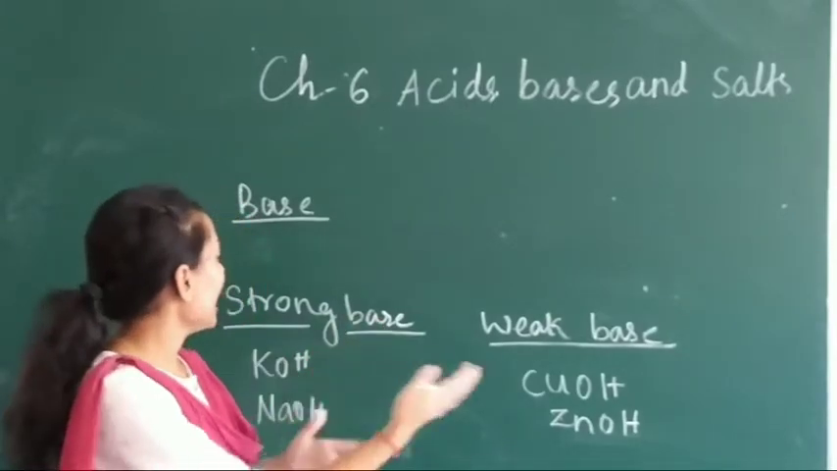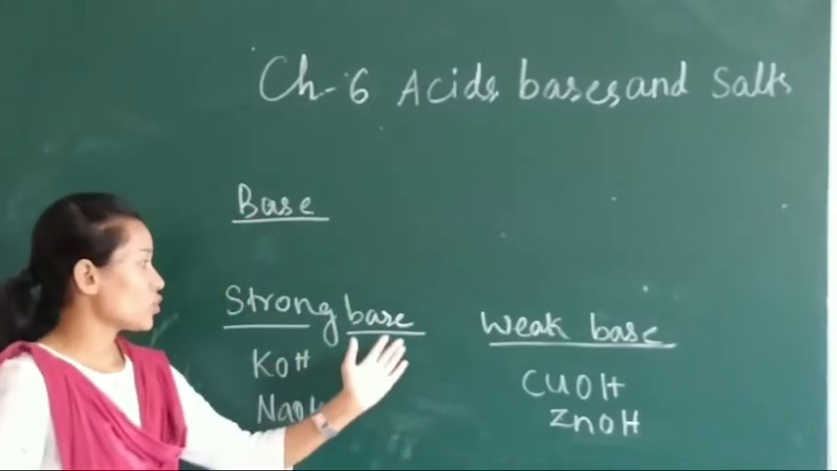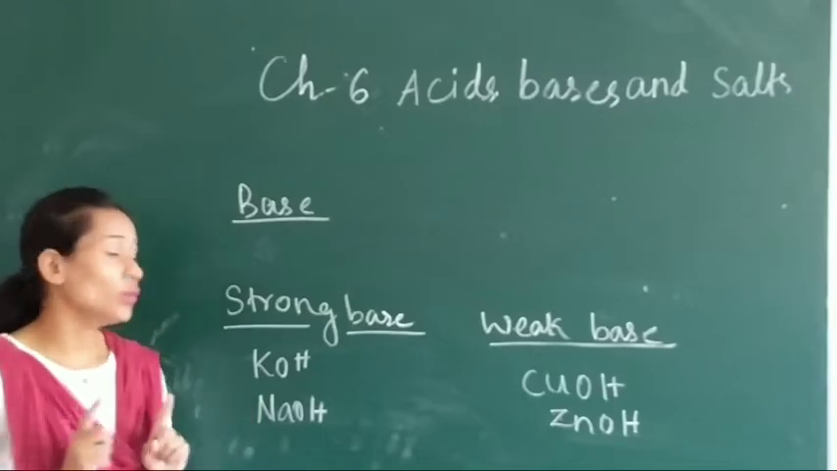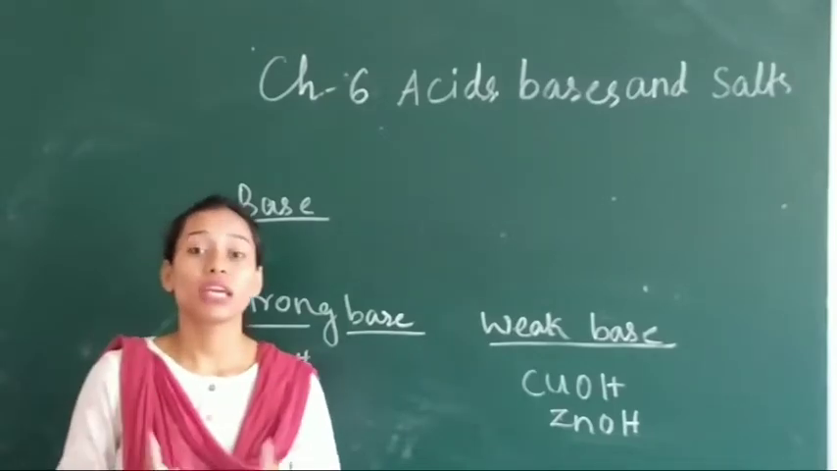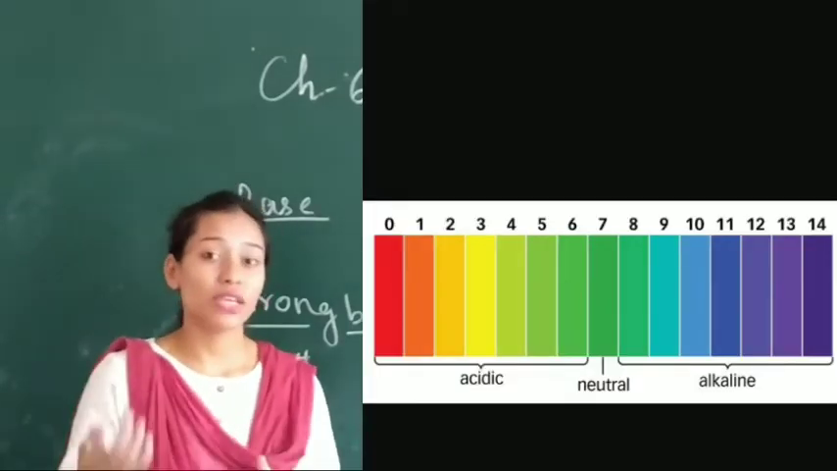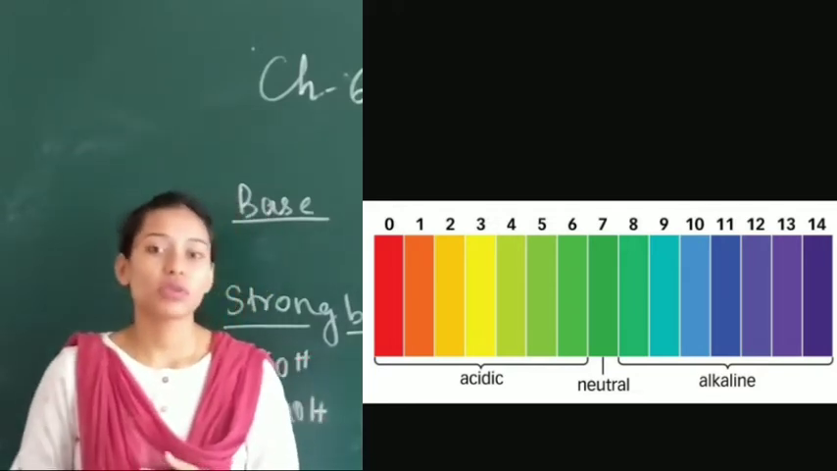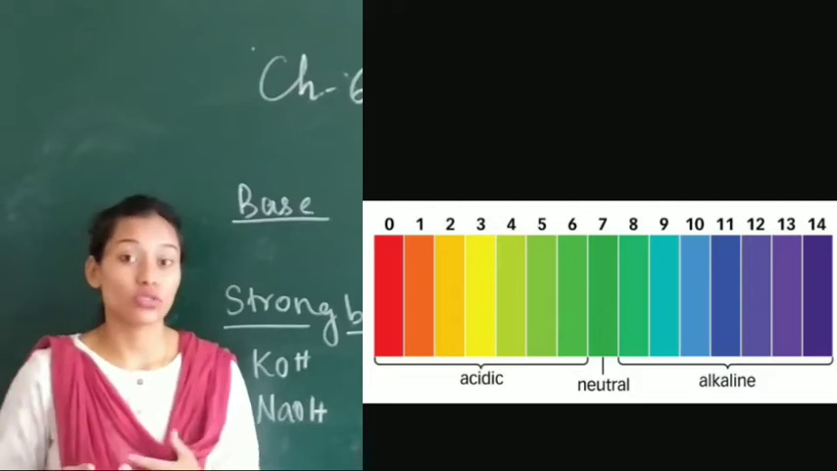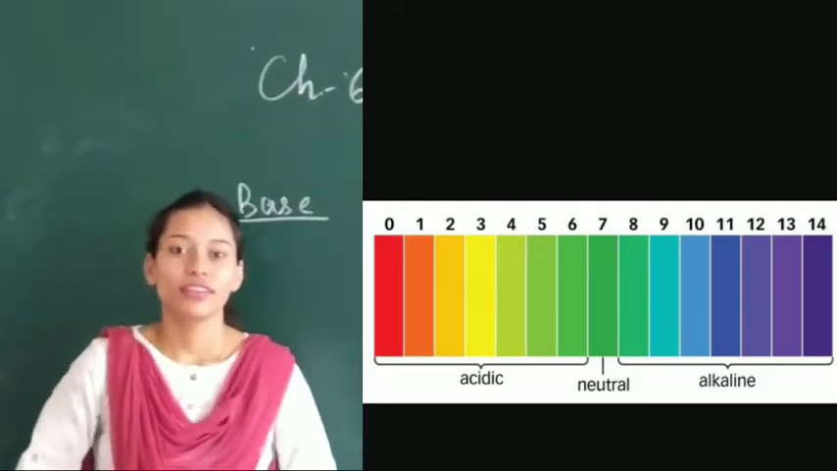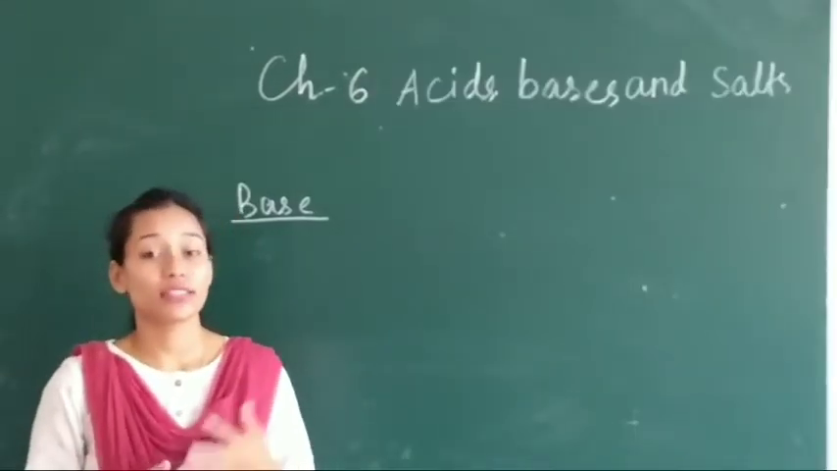Now how will you identify whether a base is strong or weak? We can do this with the help of the pH scale, okay. Now what is the pH scale? You will learn about it in the next topic, okay. By measuring with the pH scale, we can know whether the base is strong or weak. Okay, now we will see the properties of bases.